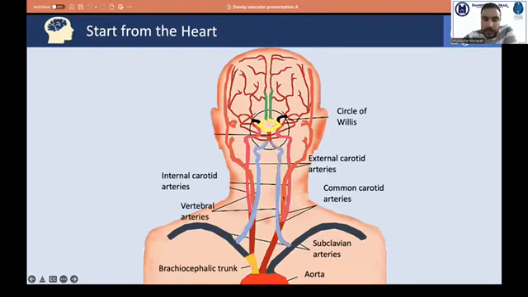Now, the posterior circulation, which is also called the vertebrobasilar system: we have two vertebral arteries coming from the subclavian arteries, uniting in front of the pons to form the basilar artery, which gives rise to the two terminal branches, the PCAs. That was from the heart.